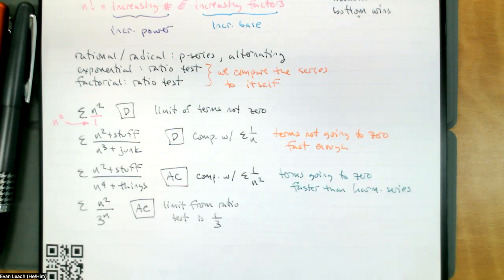So the ratio test says this is absolutely convergent. We balanced out the n squared going to infinity with a 3 to the n going to infinity, and that 3 to the n is going to infinity faster than n squared. In the numerator, I have a fixed power of an increasing base. In the denominator, I have an increasing power of a fixed base. That wins.